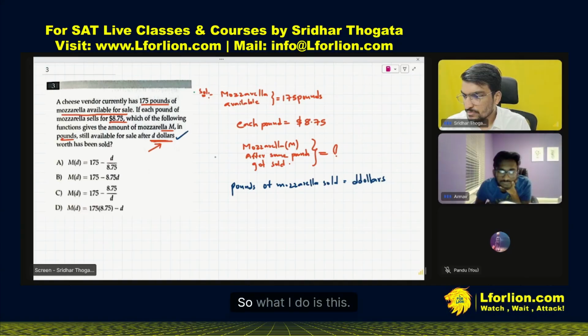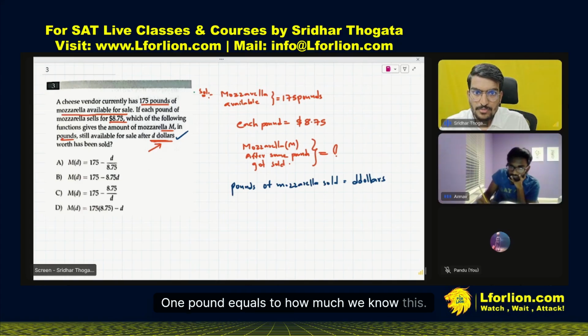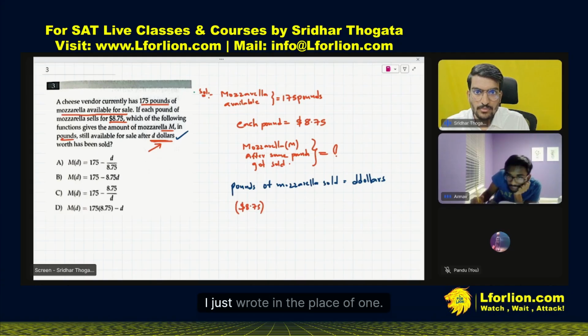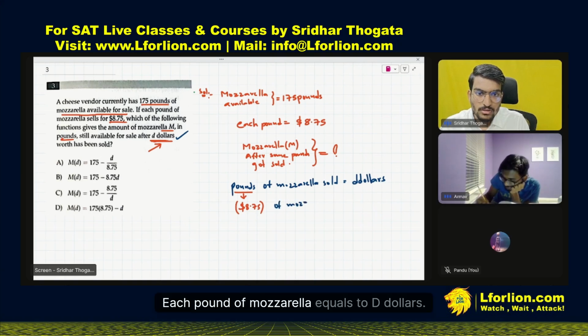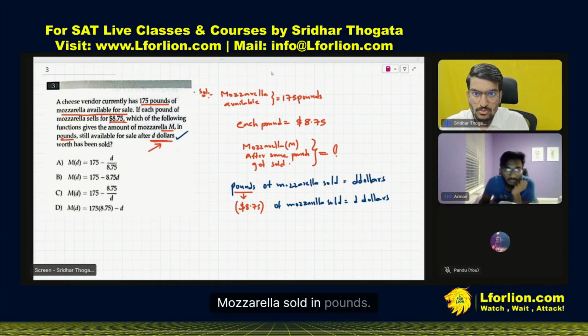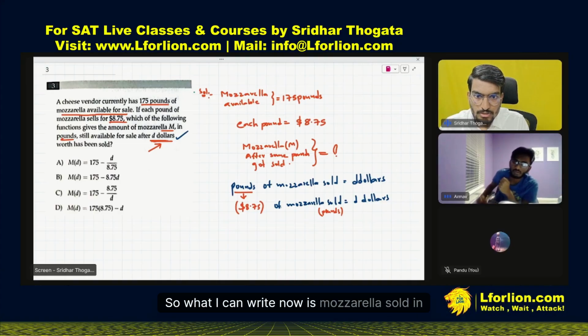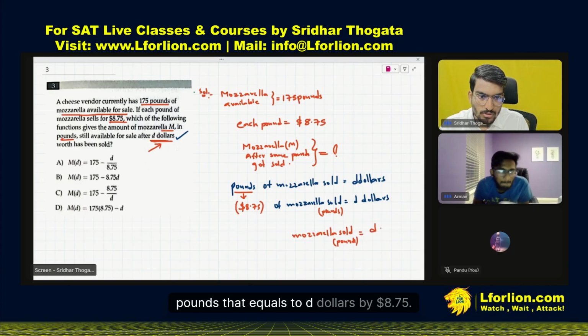$D is what's given. So each pound equals $8.75, right? In the place of pound, I wrote $8.75. Each pound of mozzarella sold equals $D. So this is in pounds. Mozzarella sold in pounds, you can consider this as in pounds. So what I can write now is mozzarella sold in pounds equals $D divided by $8.75.